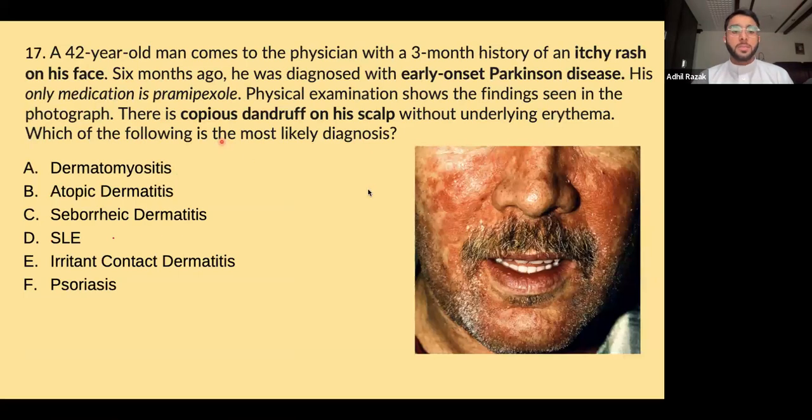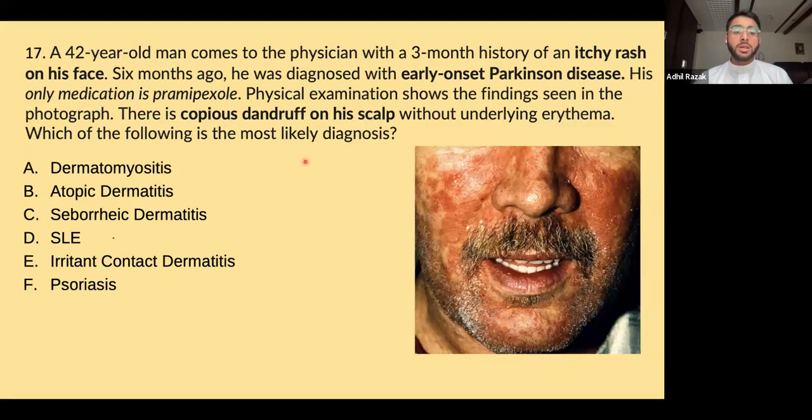All right, next question. A 42-year-old man comes to the physician with a 3-month history of itchy rash on his face. 6 months ago, he was diagnosed with early onset Parkinson's disease. His only medication is pramipexole. Physical examination shows the findings seen in the photo. There's copious dandruff on his scalp and without underlying erythema. Which of the following is the most likely diagnosis?